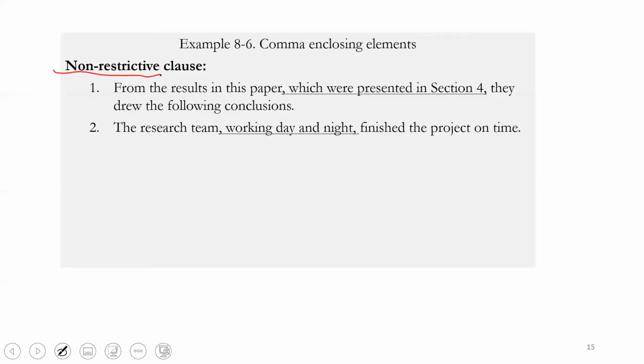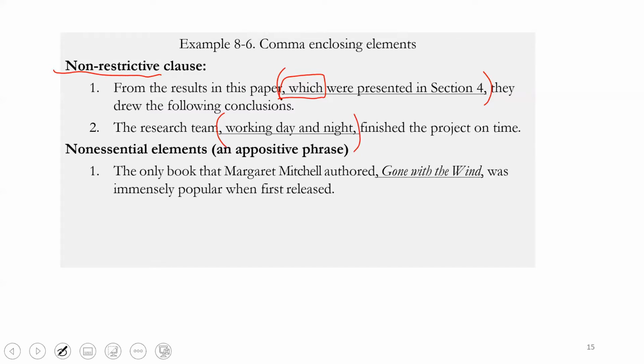Non-restrictive clause: there is a comma here, conclusions. The research team, you can see that both are for enclosure. Okay, you can take it out. The primary idea is still there. Non-essential elements as an appositive phrase, just like this, the only book. Okay, then what is the book? The book is called Gone with the Wind. It's more like elaboration on the idea, just for clarity, right? If you remove that part, the main idea is still there, but it's not clear what the book is about.